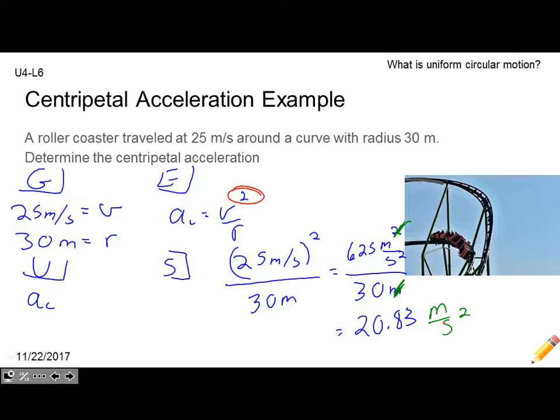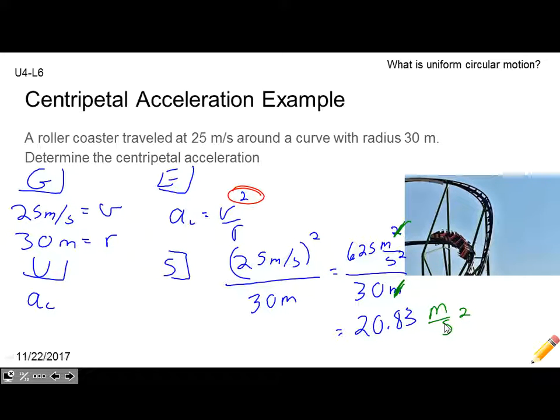And if you find yourself struggling with that, do what Daniel did and figure out the squared number separately, right? So I recommend this when you're first getting started. Do 25 squared and write down 625, and then do 625 divided by 30, so you don't run into issues with the calculator and forgetting. It's a silly way to not get it right, okay? Any questions about this example? It's real basic, right?